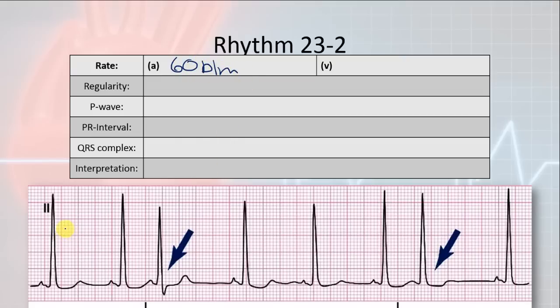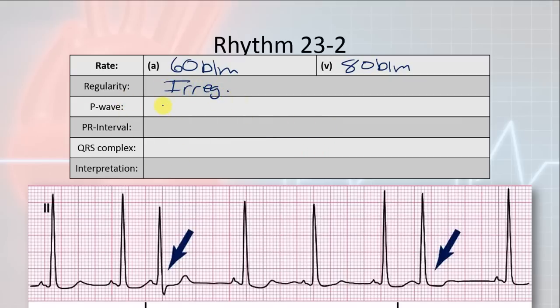What about my ventricular rate? 1, 2, 3, 4, 5, 6, 7, 8. So I know I have a ventricular rate of 80 beats per minute. So there's a discrepancy there. Is it regular or irregular? I would say it's irregular.